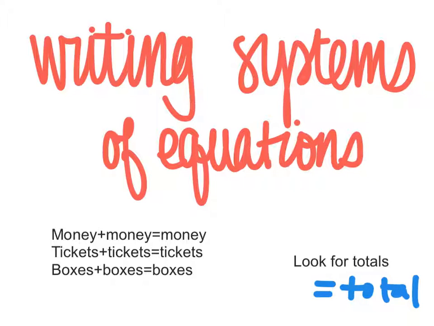And the other thing you need to remember is that when you have stuff like money and money, it's going to equal more money. And tickets plus tickets is going to equal tickets. And boxes plus boxes is going to equal boxes. So it's got to be things that when we put them together, they have to be consistent. They have to be the same units.